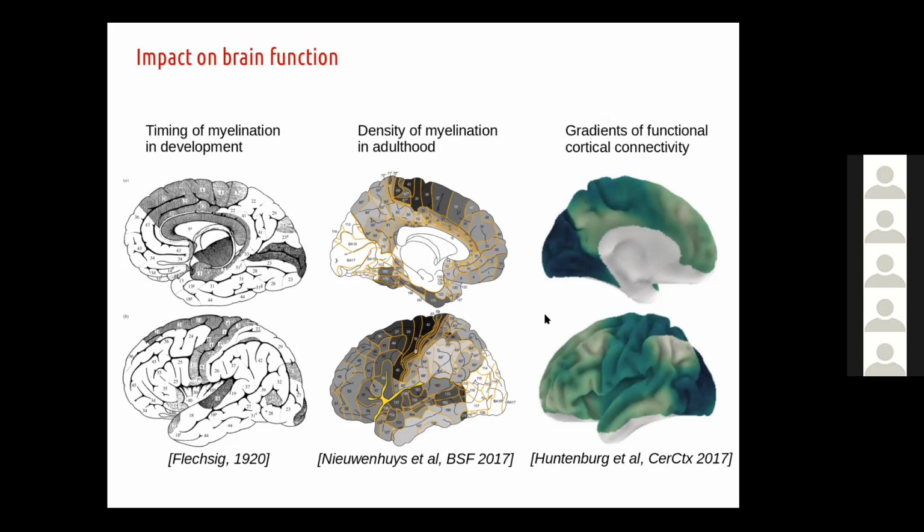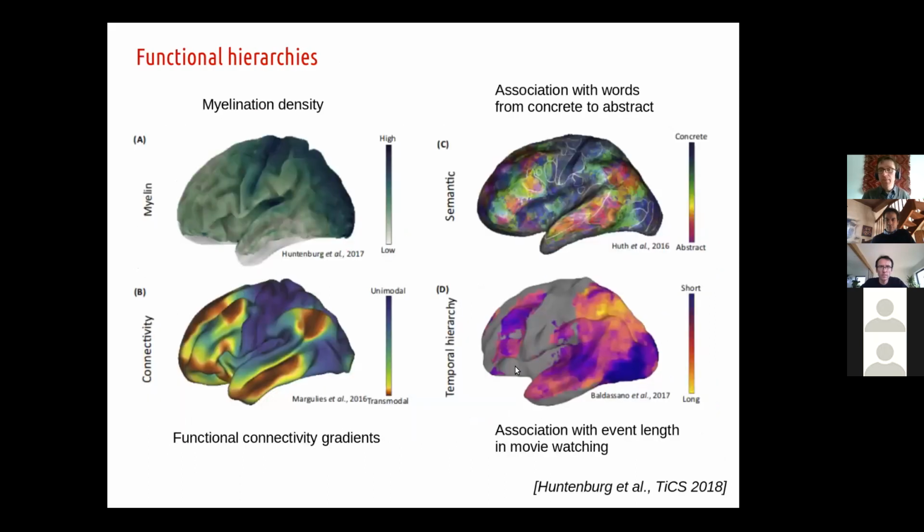And then you can correlate that with how functional regions of the brain are talking to each other. What is the connectivity between two regions of the brain? And you can see that those maps are actually fairly similar. And then you can just pile it up. You can say, okay, so we have myelination density. We have those functional connectivity gradients that have a lot of things in common. And then we can create maps based on studies that are looking at different aspects.